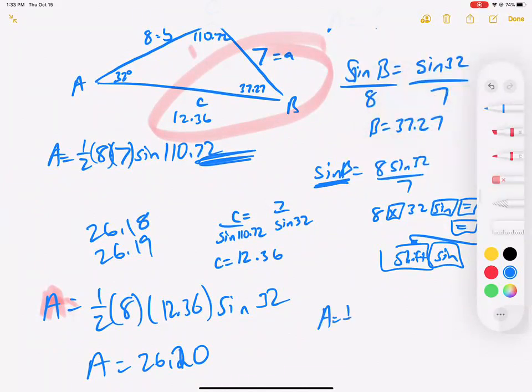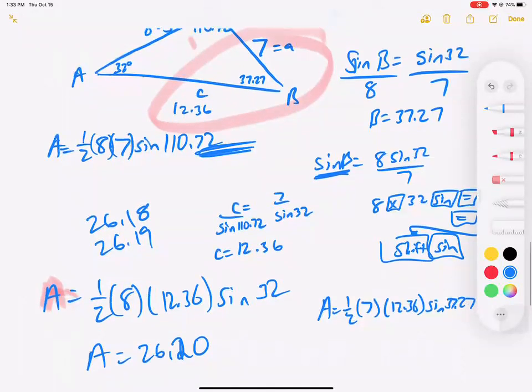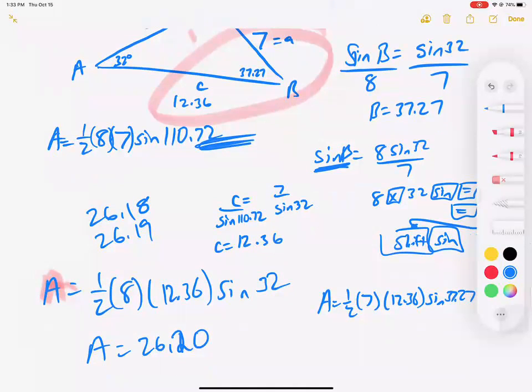Area is equal to 1/2 AC sine 37.27. Oh, 27, oops. That's all calculator work. Are you getting the answer 26.219, something like that? Remember, this is your time to see if you can get your calculator to get my answer. Because if you can, that means you know how to use your calculator. If you can't, you're going to need some help.